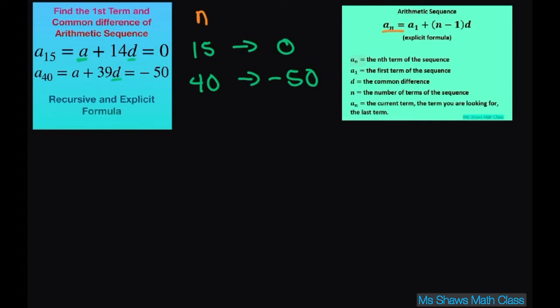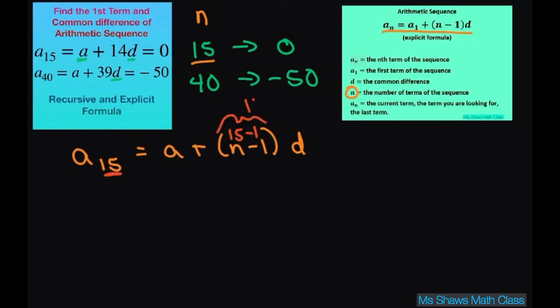So I use this formula here, and I wrote a sub 15, that's my n, the nth term, is my first term plus n minus 1 times d. Well, my number of terms is 15, so that's 15 minus 1, and that gives me my 14. This number here will always be 1 less because of this n minus 1.